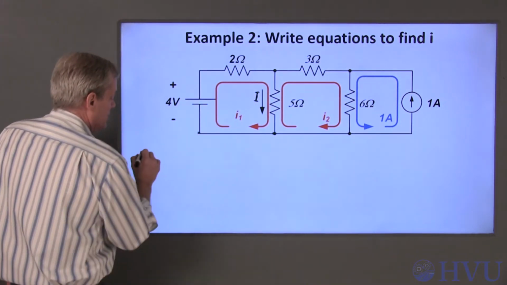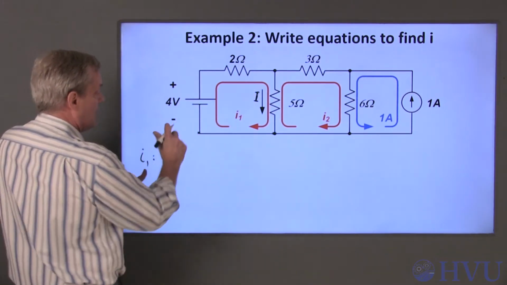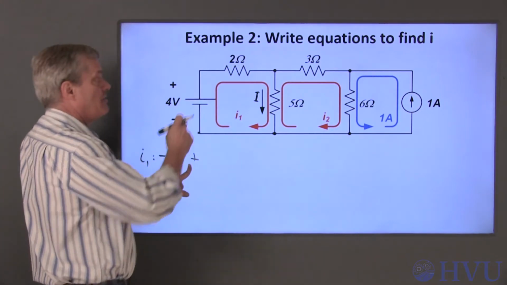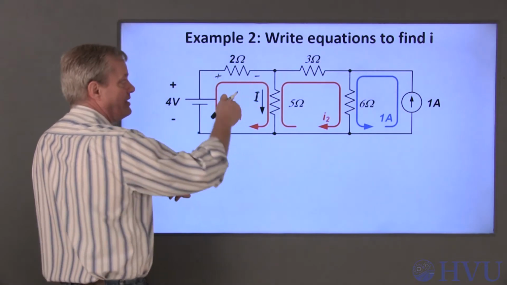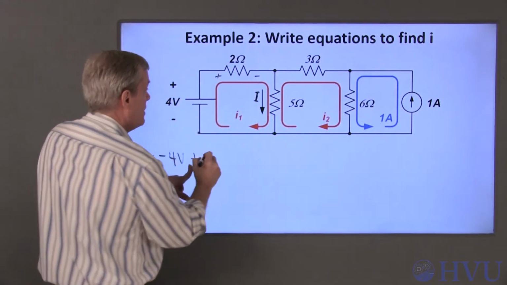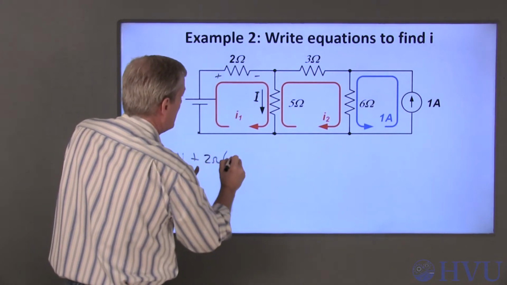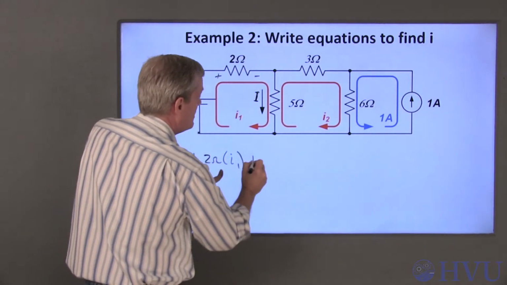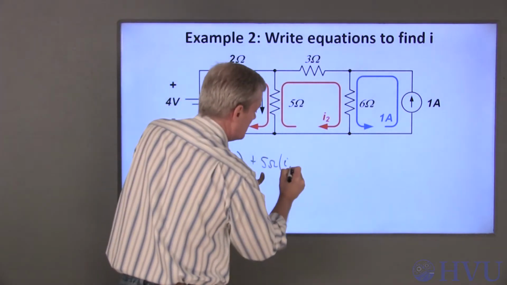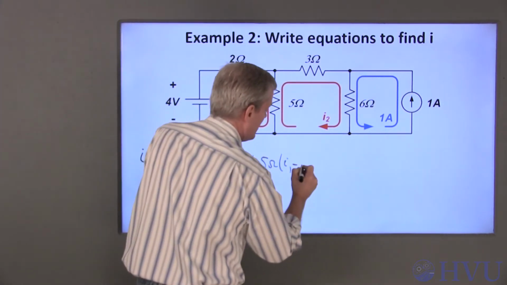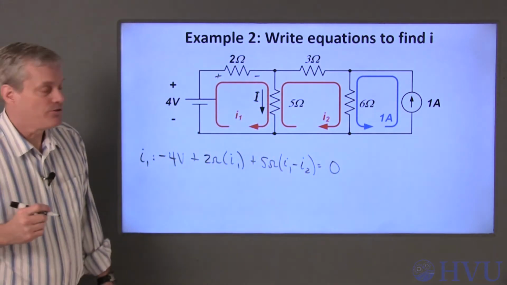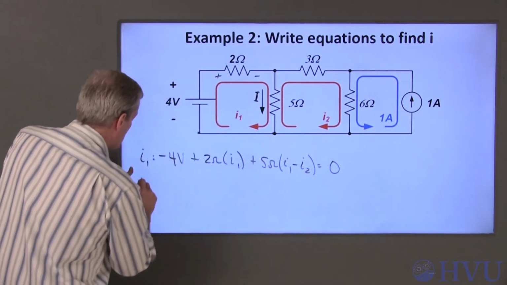If I start here and do loop I1, I see a negative 4 volts, plus, I'm always going to assign my voltage polarities such that the positive terminal is the one that the mesh current enters, plus 2 ohms times I1 plus 5 ohms times I1, and now I2 is entering my assumed negative terminal. That brings me back to my starting point, so those sum to 0.